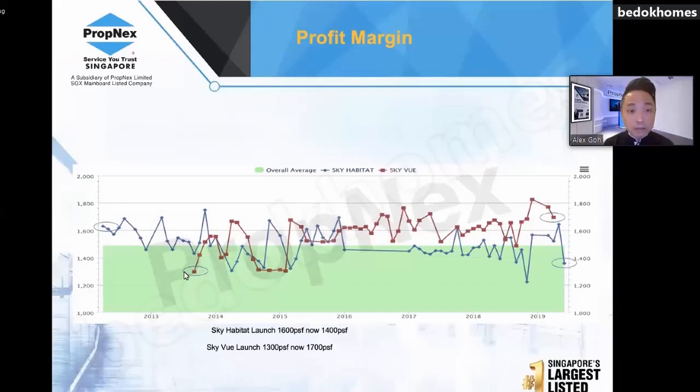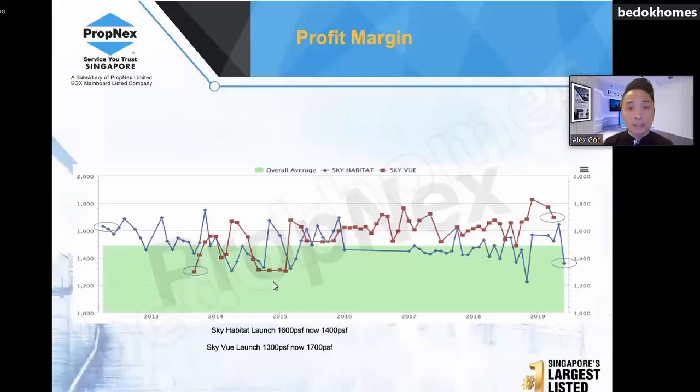So the developer launched at a point that is exactly at the break-even price of the project itself. They bought the land at 800 plus, their break-even is at 1,003. They launched at 1,003 initially. And they sold a good number of units.